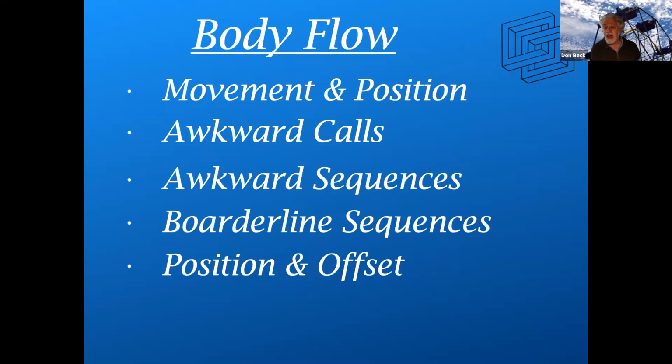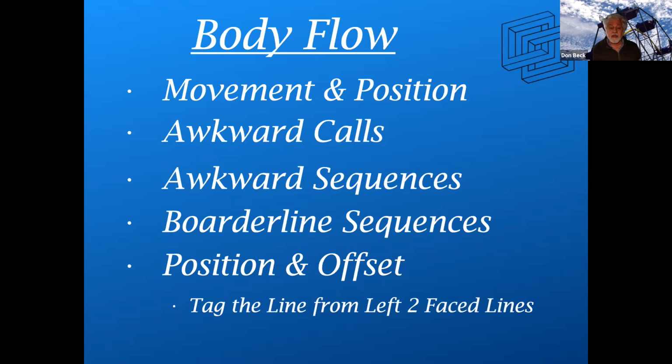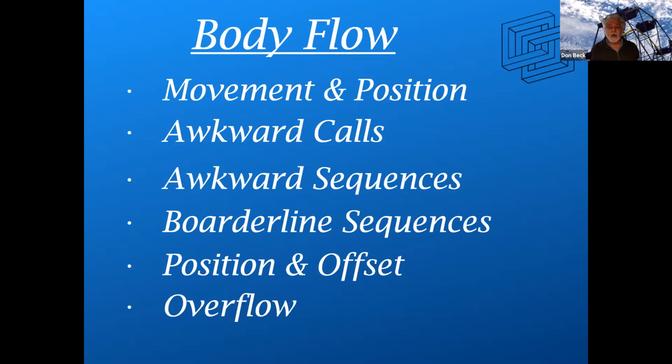There's position and offset, part of body flow. For instance, if I have a left-handed two-face line and I call tag the line, people have to sort of back up to do it. If it's a right hand, right shoulders in the middle, tag the line is very nice. If it's one left and one right, like lines facing out, it's not so bad. If there's a left-handed shoulders in the middle, like a two-face line, the offset is terrible and it makes for bad body flow. And then there are things like overflow, too much of a good thing. An example, let's say I did a spin the top followed by a center's trade.